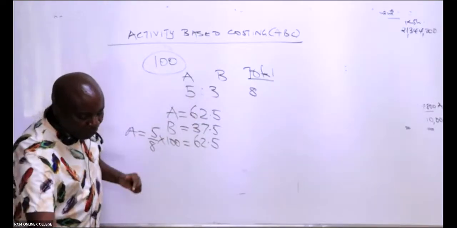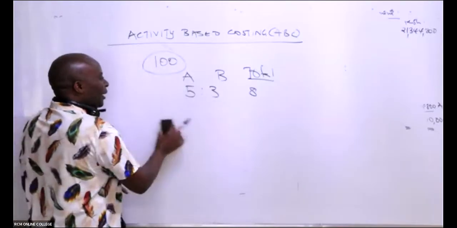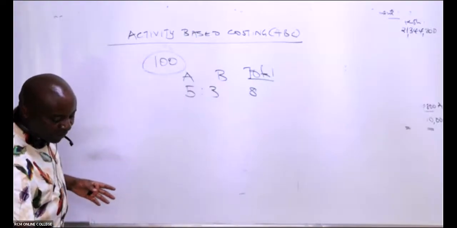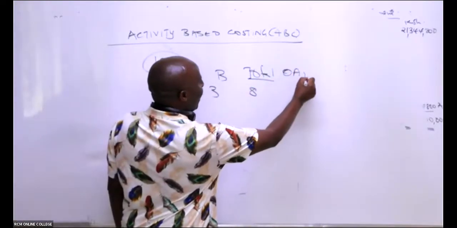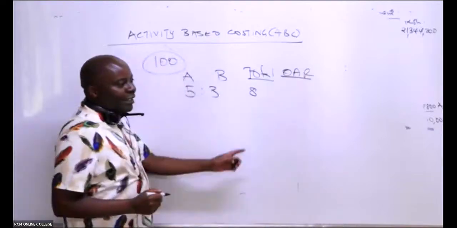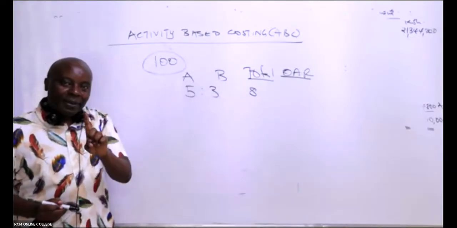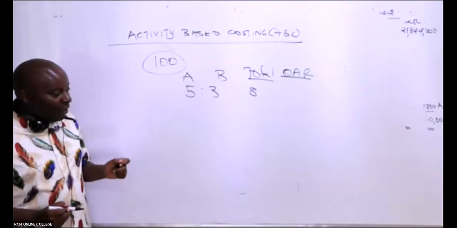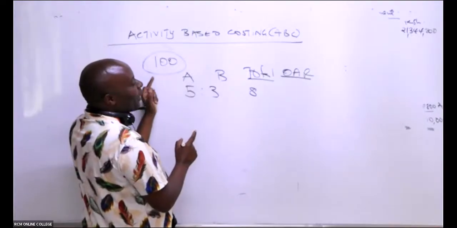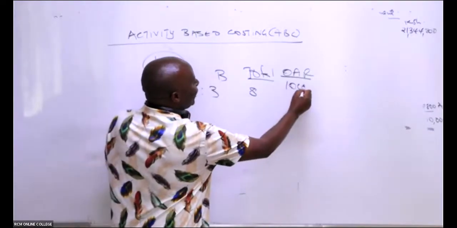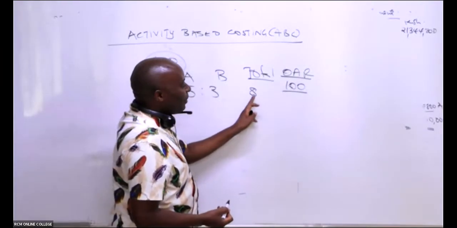3/8. Now, how about this other model, because your examiner loves what we call the OAR model, the overhead absorption rate model. Have you covered this? OAR, overhead absorption rate. This is the model that your examiner loves. So in terms of overhead absorption rate, they would want us to take the total overhead, which is 100, and then divide by the total proportion here.